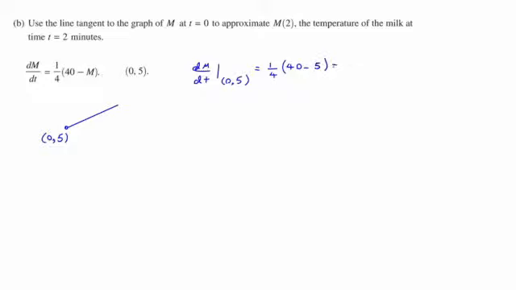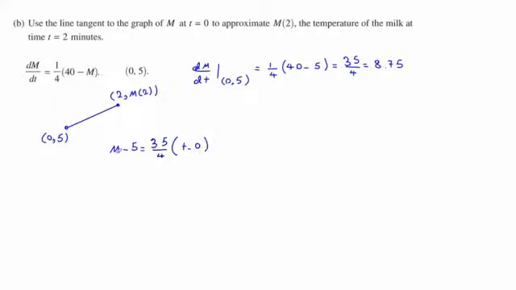So it will be 40 minus 5, which is 35 over 4, which is 8.75, to solve. And here we want to approximate m of 2. So this line is what you can say: m minus 5 equals this slope, 35 over 4, times t minus 0.